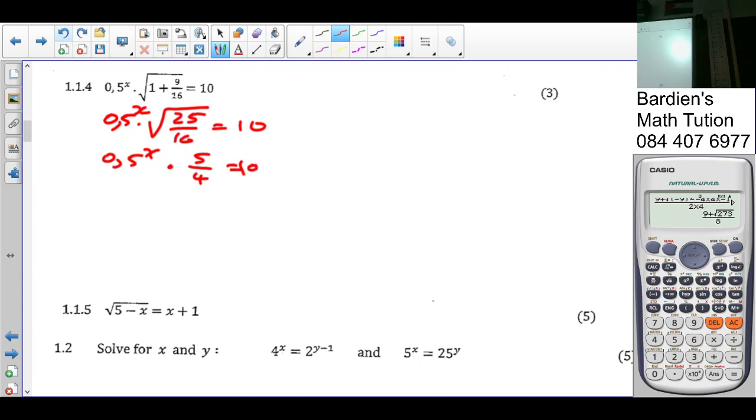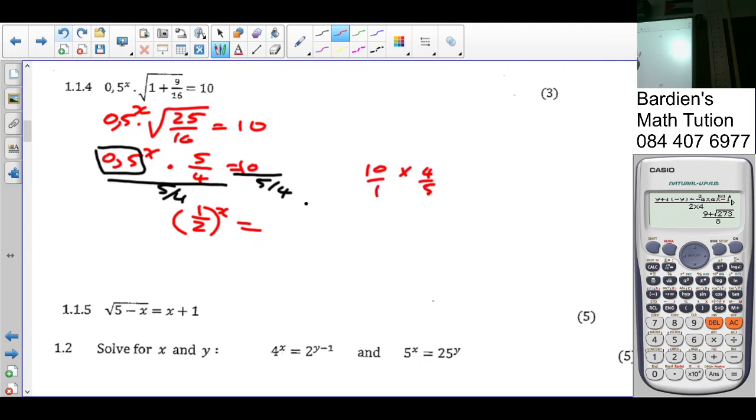So what do I do now? How do I get 0.5 raised to the x on its own? Divide by 5 over 4 both sides. So 0.5 also can be written as what? Can be written as a half. So 10 divided by 5 over 4 is the same as 10 multiplied by 4 over 5. So it goes 2, so it can give you 8. Or you put it in the calculator.